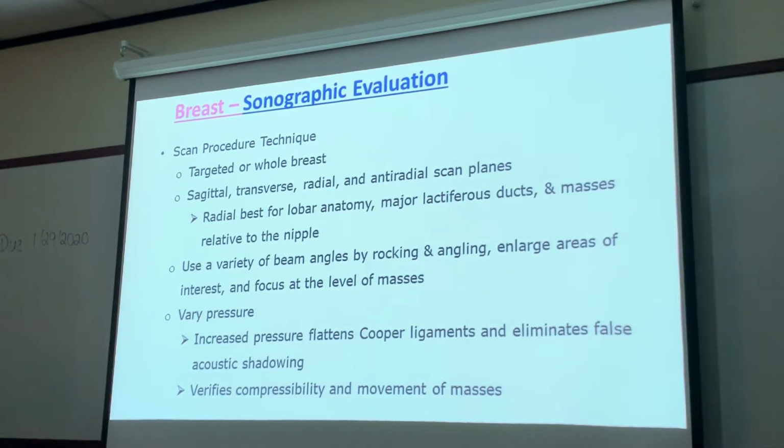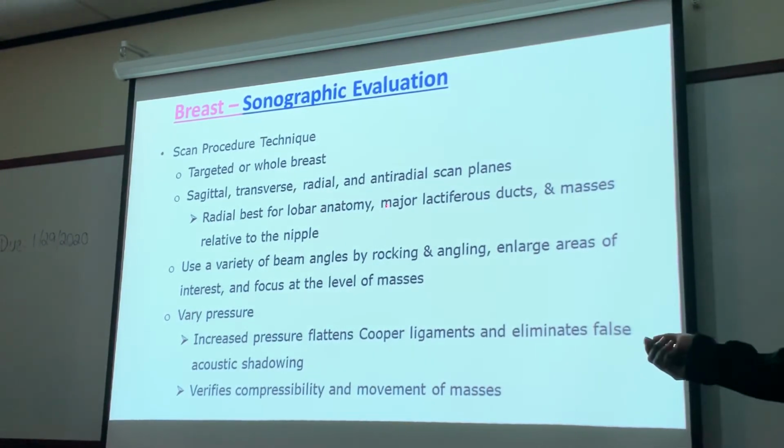We're still going to get the same views, sagittal and transverse. We're also going to get radial and anti-radial scan planes, and I have an image showing what that is. Radial meaning that we're going around the breast, because we know that the functional layer of the breast is lined up radial to the nipple.